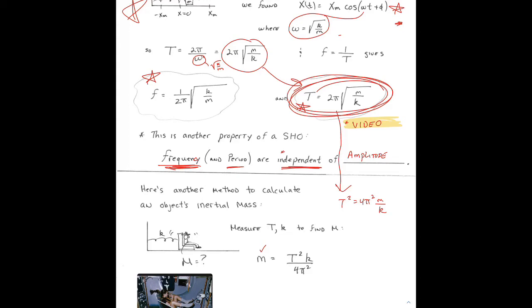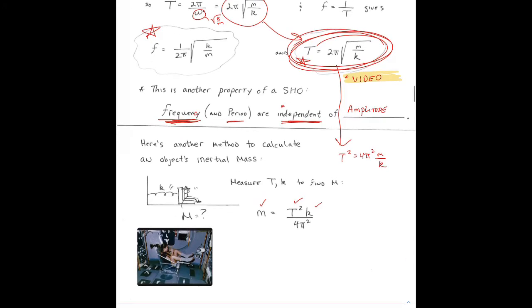You can oscillate it back and forth. You can measure the period, you know the spring constant of the spring, and you can measure mass that way. Essentially, you're still measuring its resistance to move back and forth, but it's another way to measure mass. You can oscillate it.